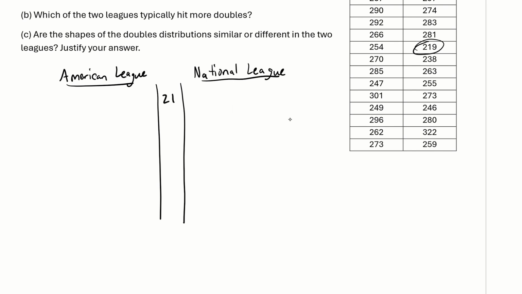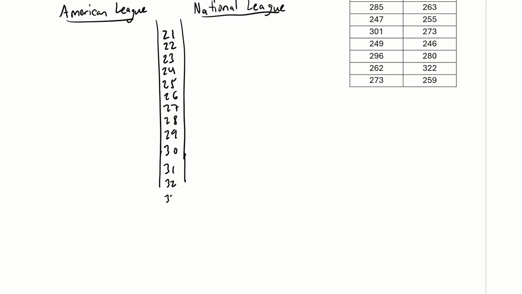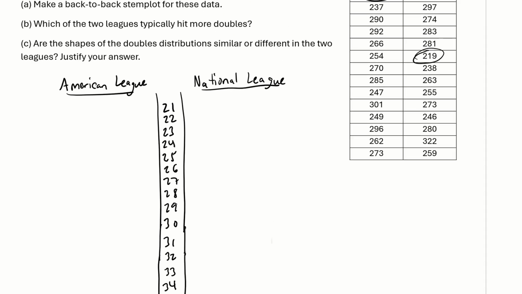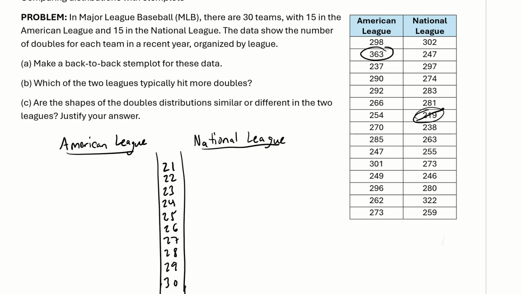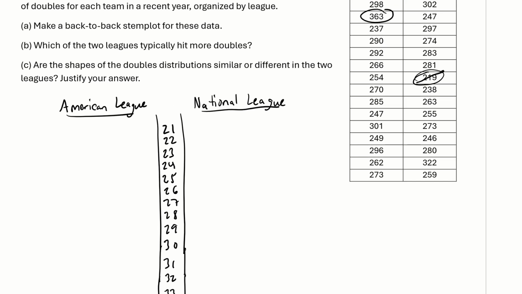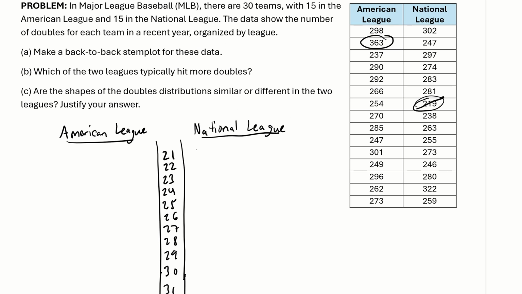It's a lot of stems, but that's okay. So we're gonna do 21, keep going to 36. And again, we don't want to skip the stems in the middle. Okay, so we got 219. That's going to go to National League. When we do National League, we go left to right. When we do American League, we go right to left. So 219, the leaf is 9. Let's do the National League first.